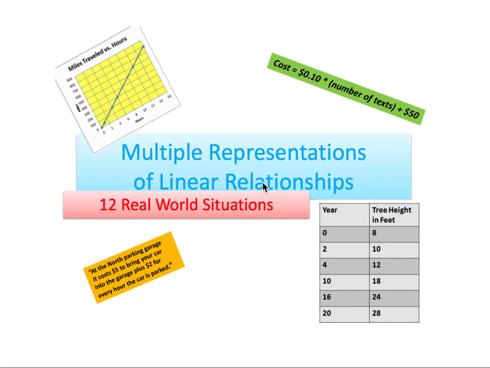Multiple representations of linear relationships. This is exactly what we did yesterday, but you may be starting with a function table first, and then your job will be to graph it, create an equation, and write a scenario. You may be given the graph first, and you have to find the other three.